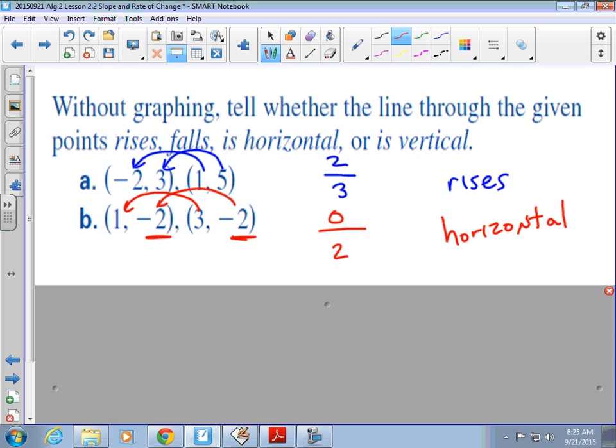Maybe it's horizontal if it's 0. If 0 would have been on the bottom, it would have been undefined. It would have been vertical.